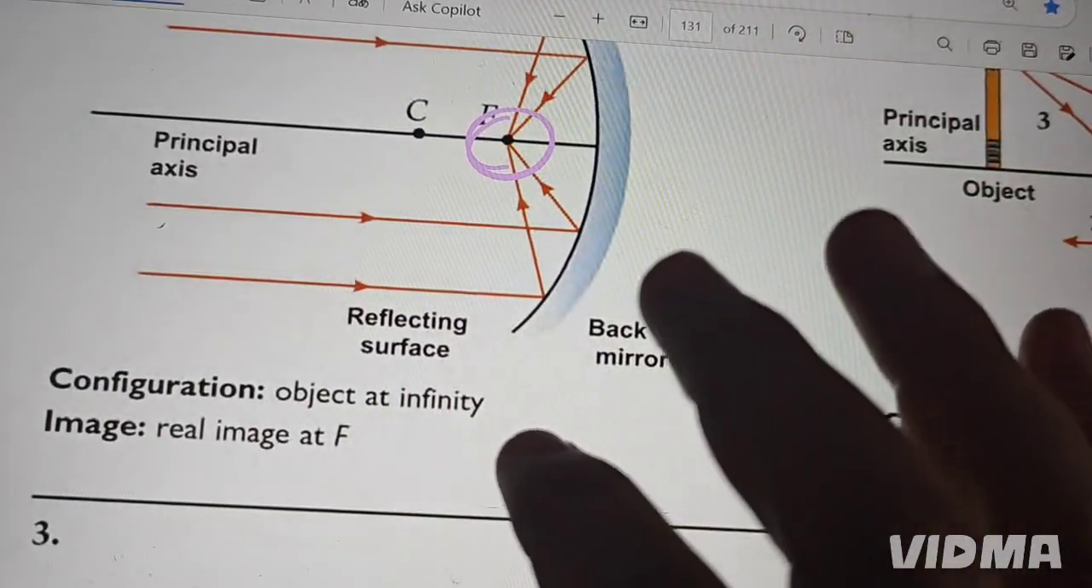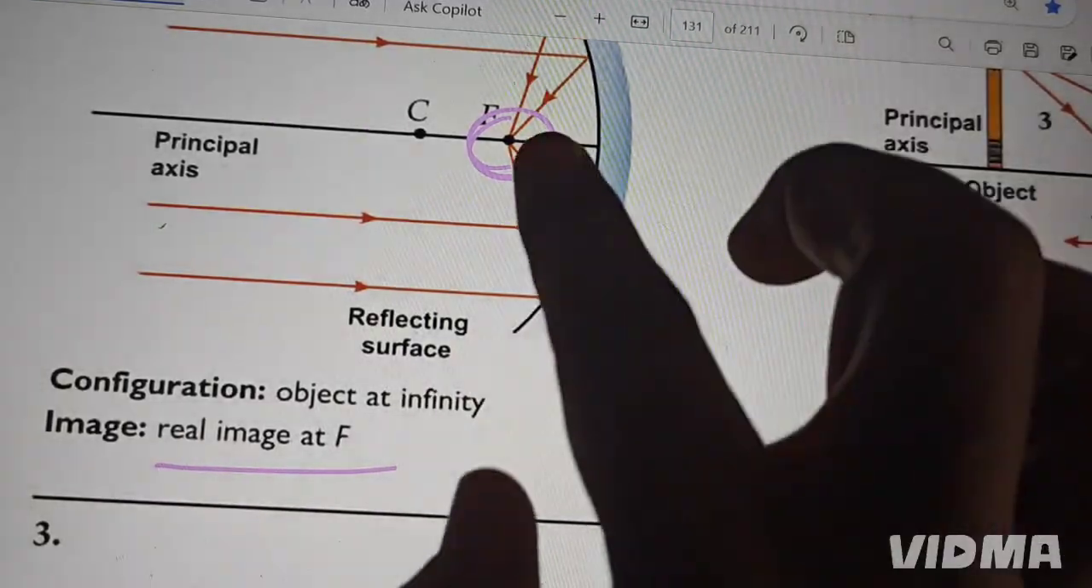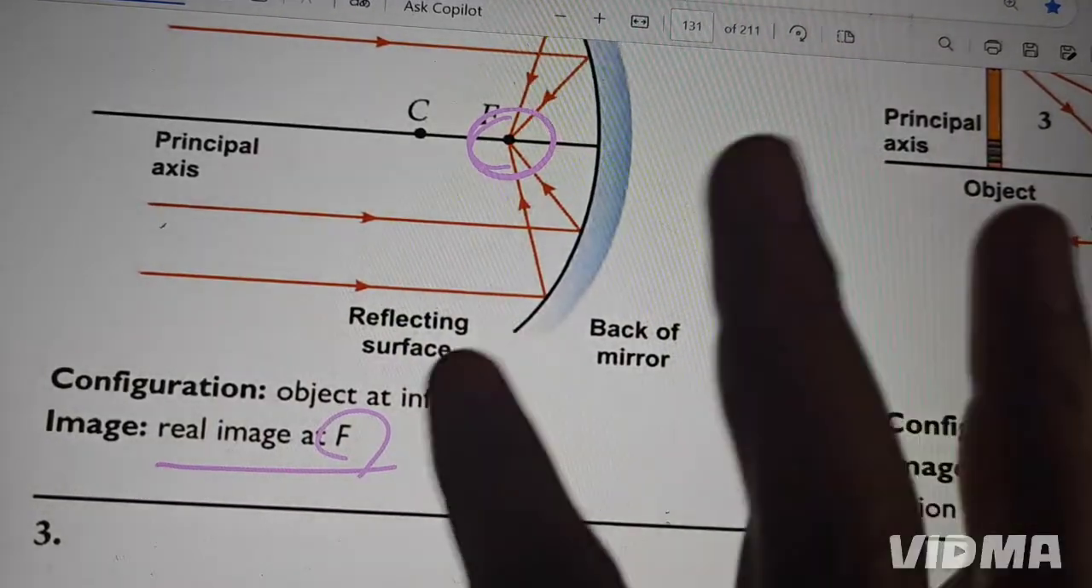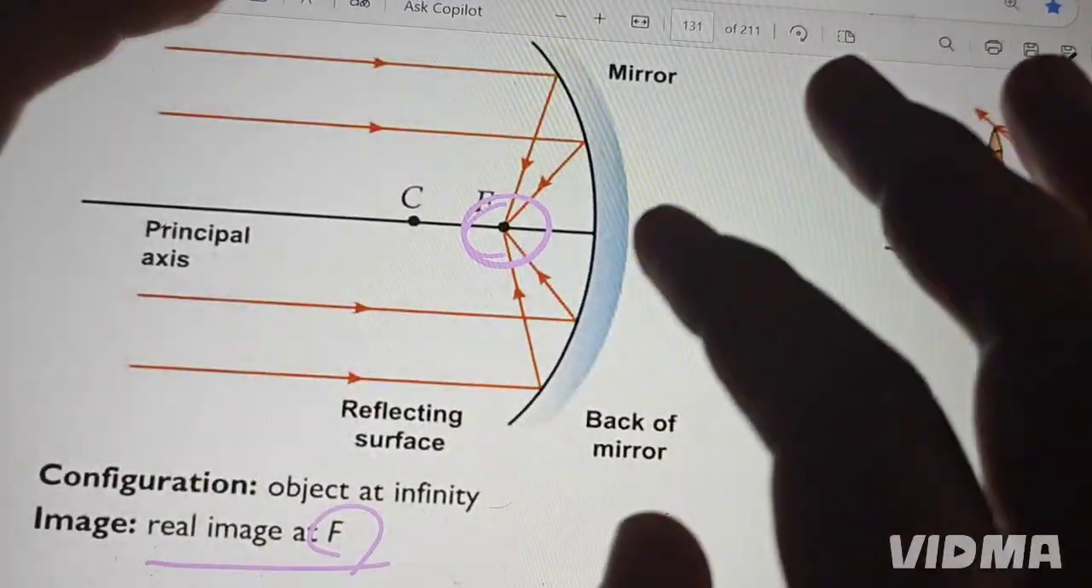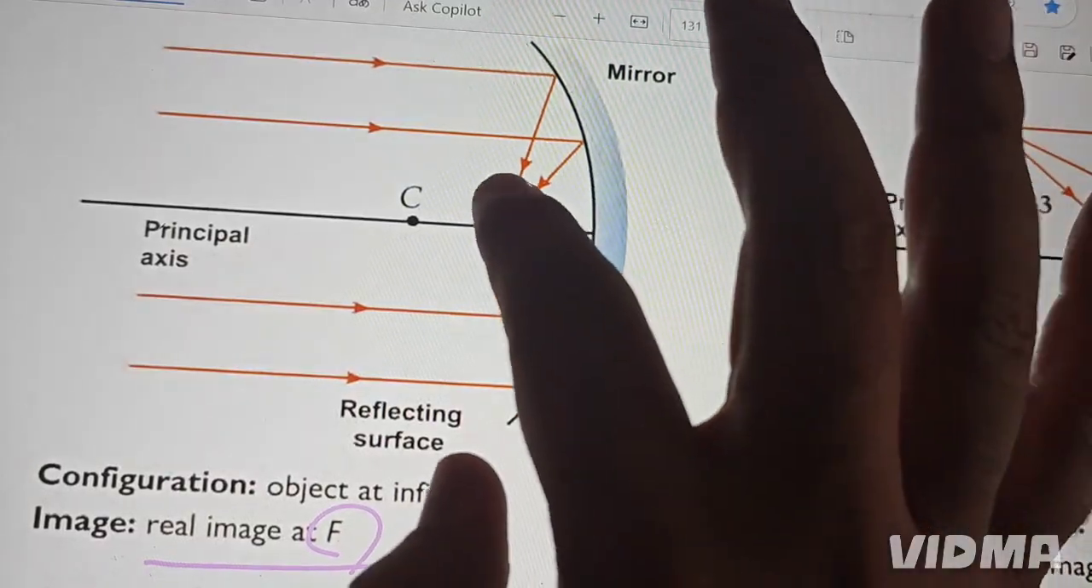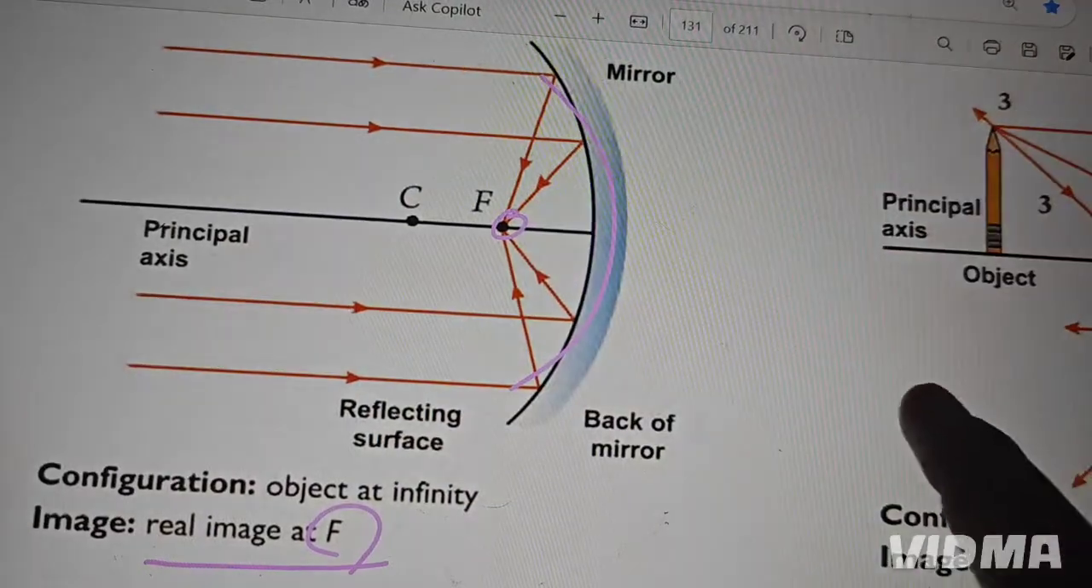If you notice that, we have image at what? At F. We have image at F capital. So this is a real image. Why real image? Because in here you can produce image in front of the mirror.